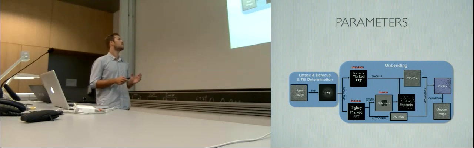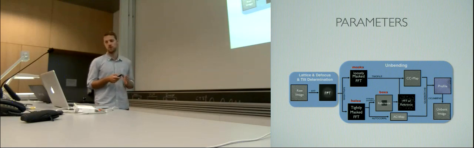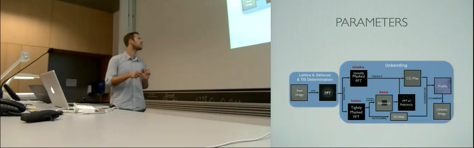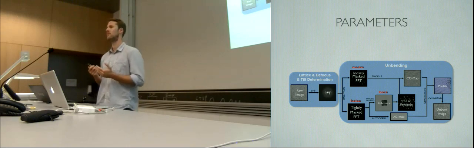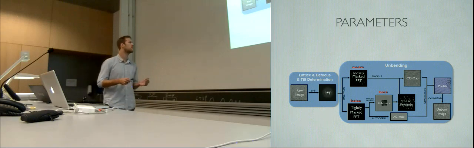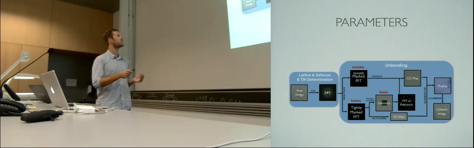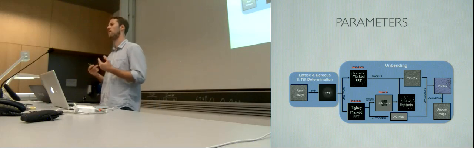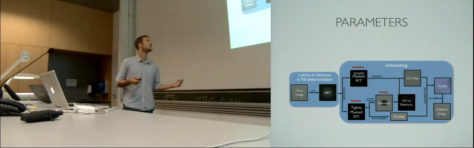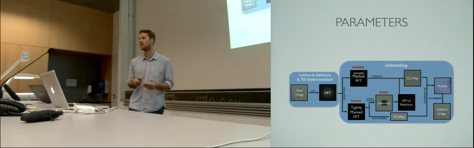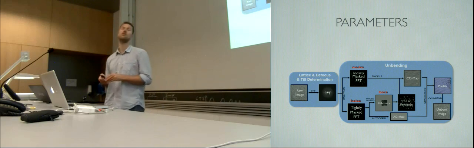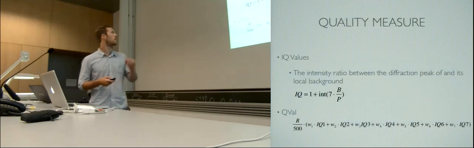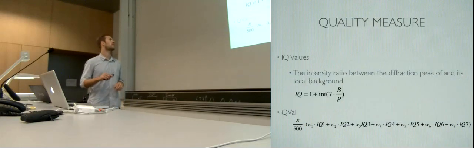When I first started unbending, this was really a pain for me. Oh, I'm going to have to tweak all these three parameters, right? And how do I actually measure, even if I change something here, that my unbending process has improved or was better than the last step? I could look at the profile here, at the distortions, but you'll never know. So what we need is a quality measure.